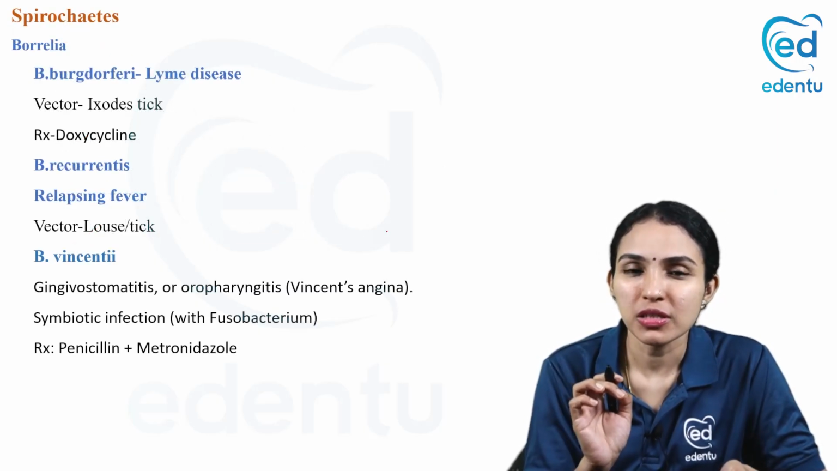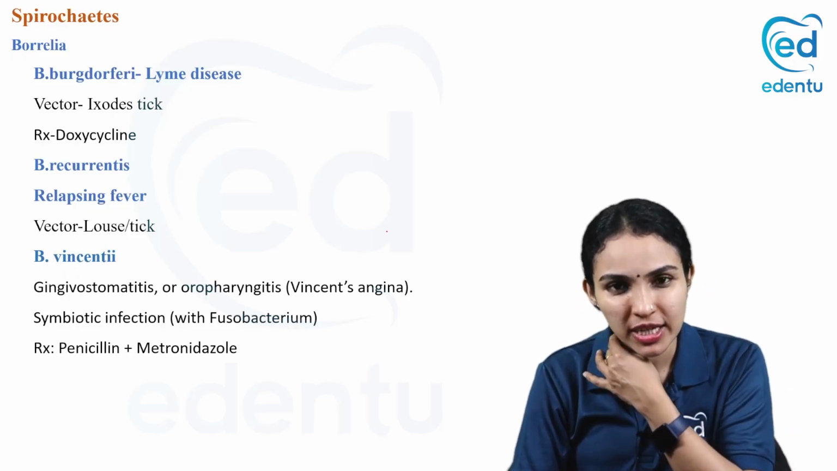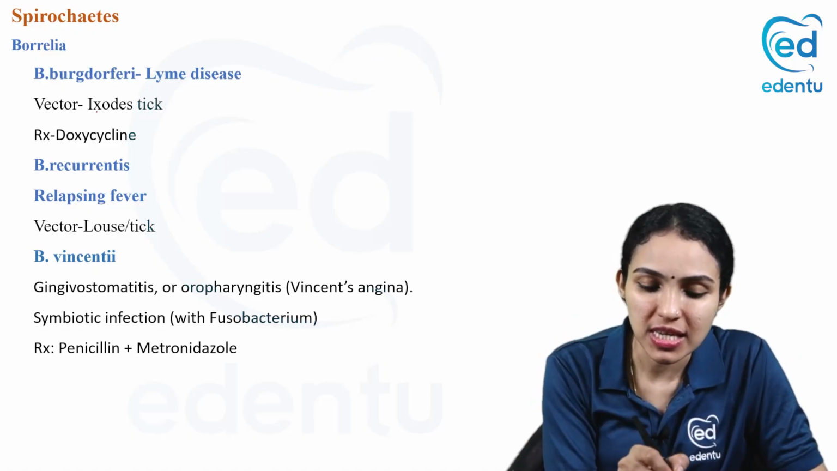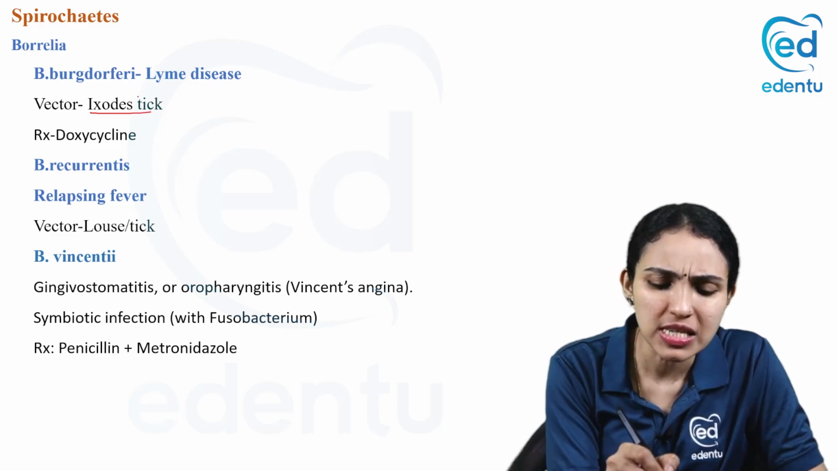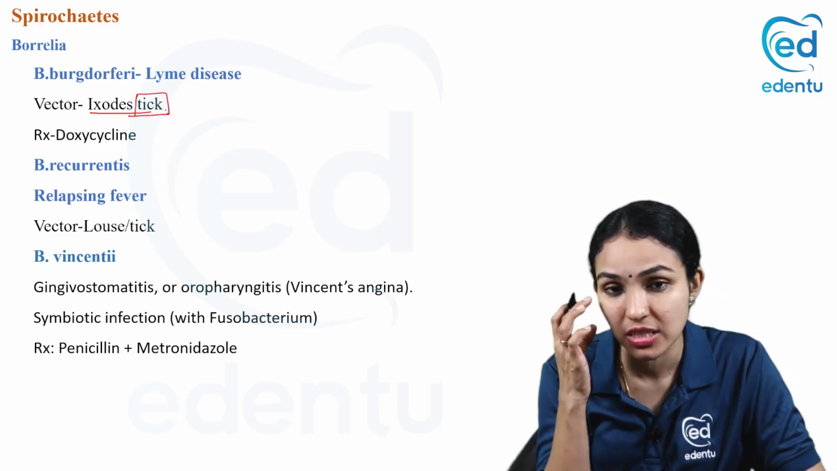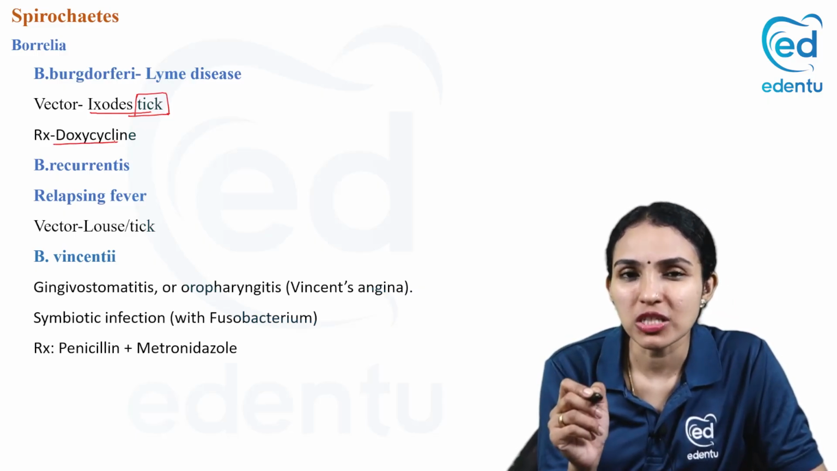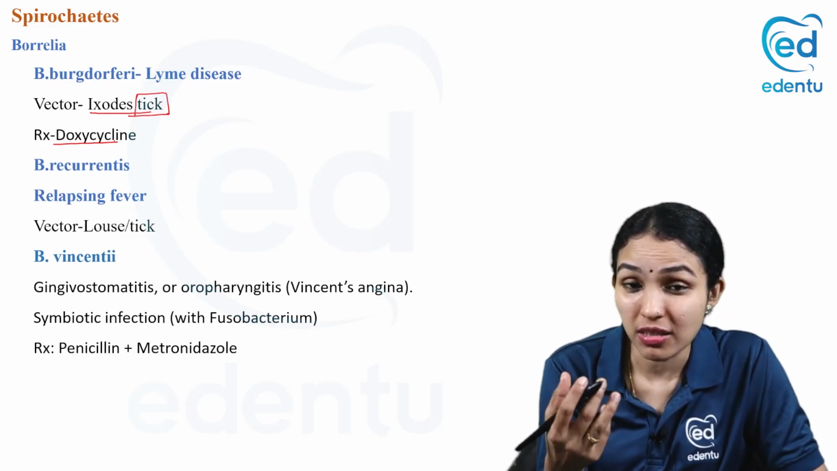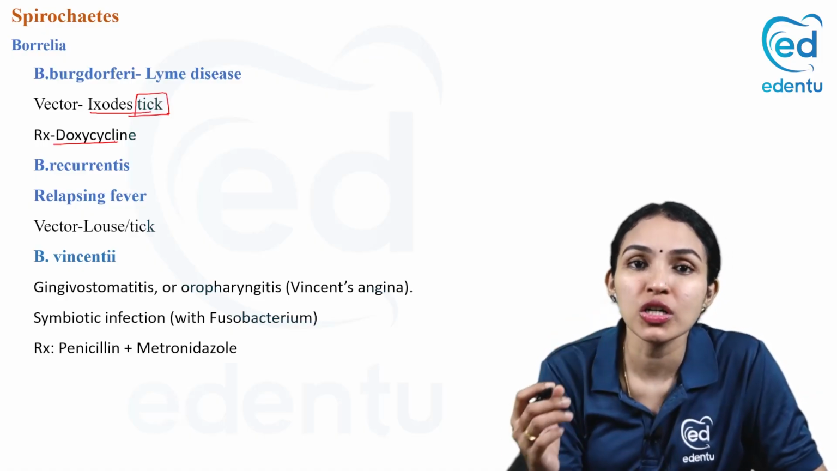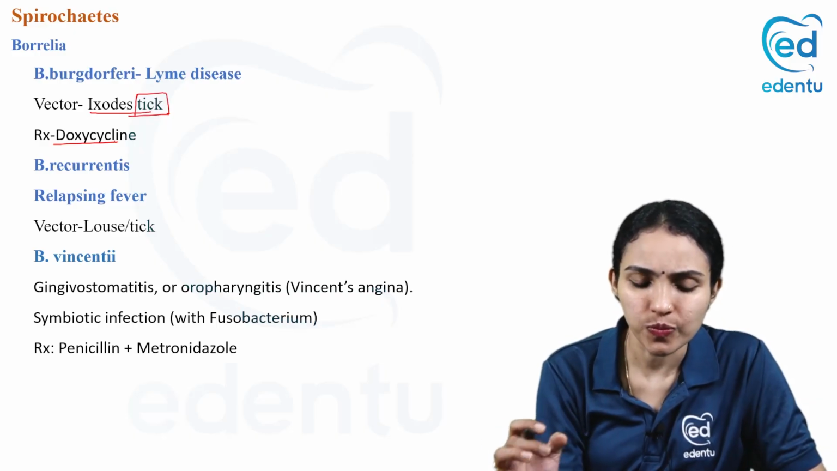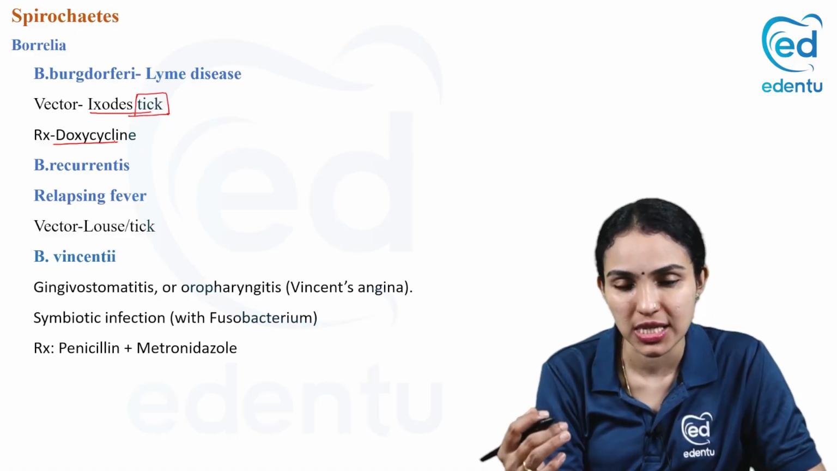So we have to remember the causative agent of each of these conditions if this is asked for a short note. Lyme disease is caused by Borrelia burgdorferi and the vector here is the Ixodes tick. So you get the infection from a tick bite, Ixodes tick. At least remember this is tick borne. The treatment for Lyme disease is doxycycline. The patient will present with fever, then arthritis, severe joint pain, arthralgia, and in later stages they can have neurological manifestations also. So Lyme disease is caused by Borrelia burgdorferi, the vector is a tick, and treatment is doxycycline.